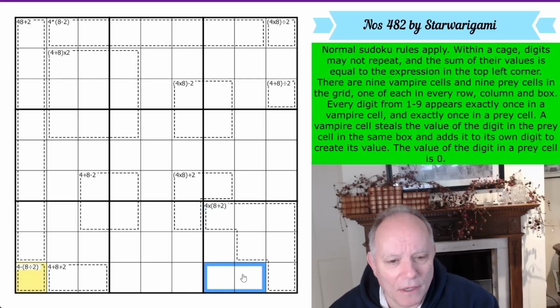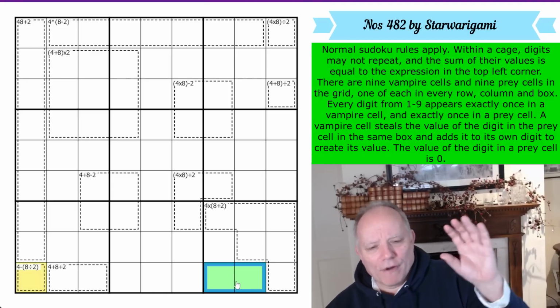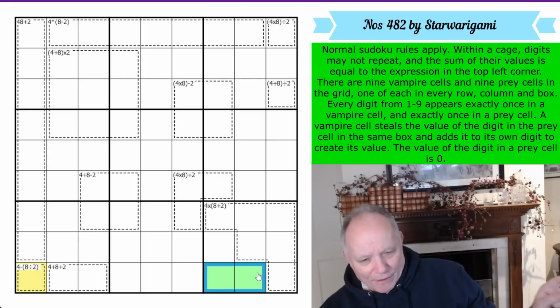And these two see both a vampire cell somewhere here in the box and a prey cell in the cage, in the row is what I mean. And they are none. So I'm going to try and use red for vampire, yellow for prey, and green for nothing.